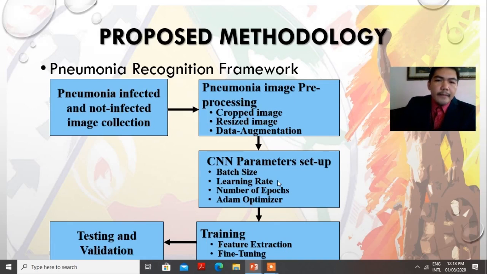The next phase is the CNN parameters setup. We have batch size, learning rate, the number of epochs, and then the Adam optimizer. The next phase is the training, wherein we have the transfer learning and then the fine tuning of our model. And then the last phase is the validation and testing.